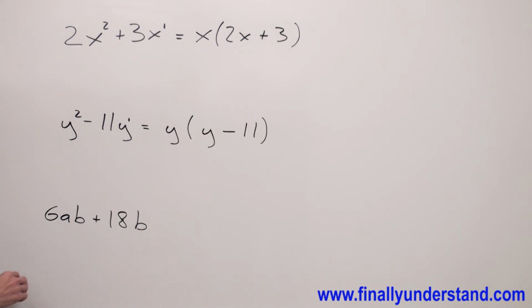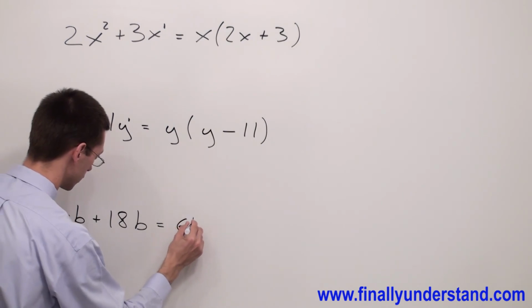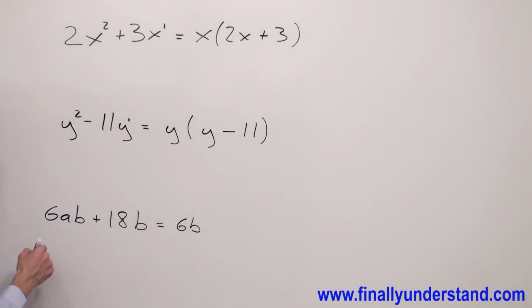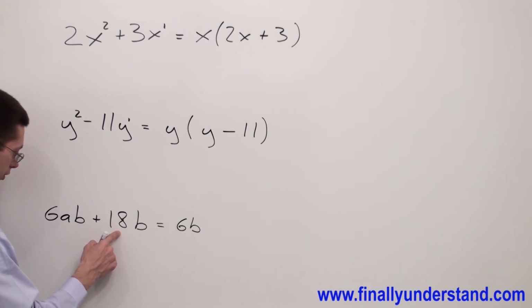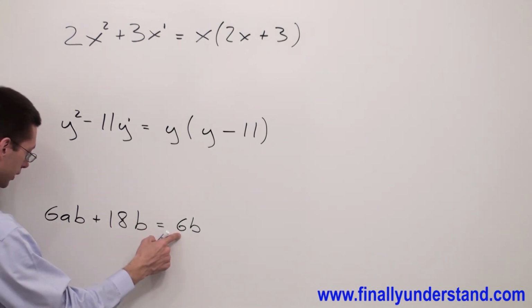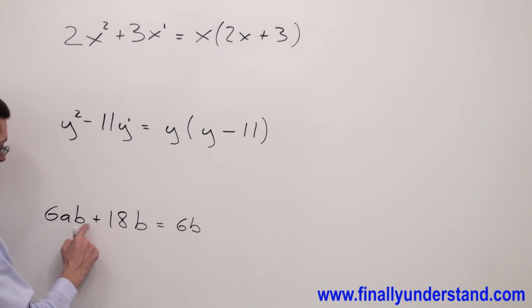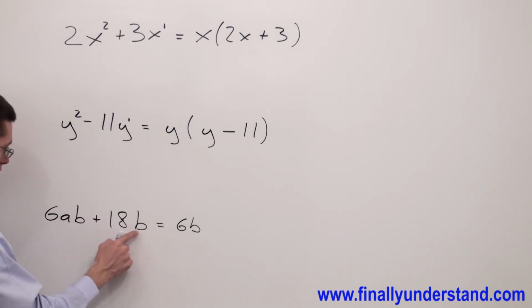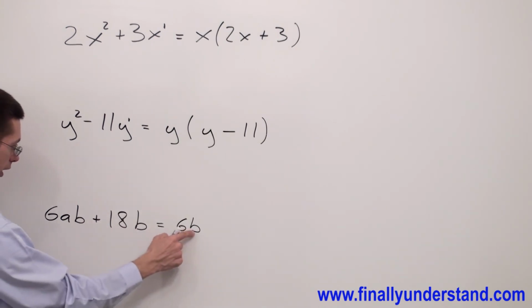The common factor for these two terms is 6b. Okay, someone is going to ask why. Because 6 is divisible by 6 and 18 is divisible by 6. The greatest common factor for these two numerical values, for these two numbers, is 6. Next, I have to look at the variables. The common variable for these two terms is b. That's why I wrote b.